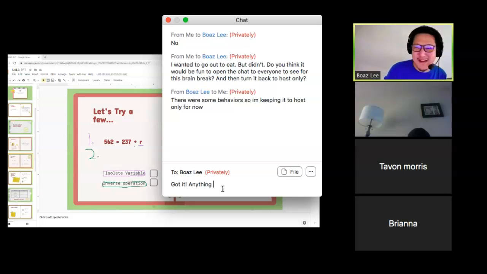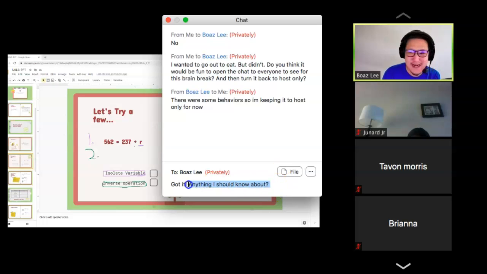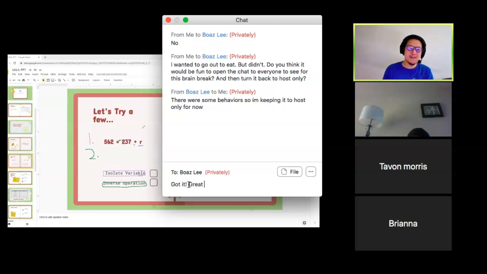So let's keep it going here. So we're gonna take a look at our inverse operation. So we see an addition sign, and we see that this 237 is positive. So if I were to use the inverse operation or the opposite operation of addition, what would it be? Type it into the chat. What would it be?